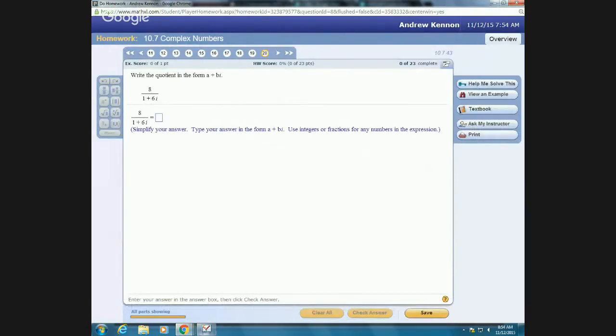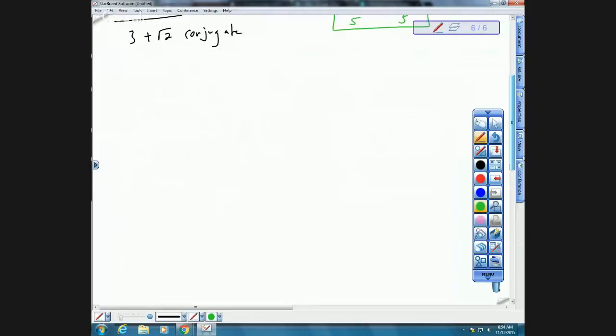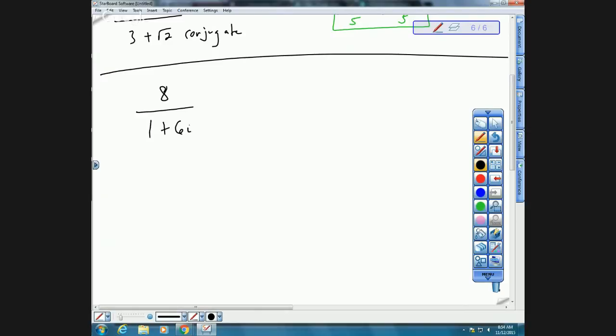We'll go ahead and do this one too. 8 over 1 plus 6I. All right, so again, to get rid of the radical on the bottom, I have to multiply by the conjugate. What's the conjugate of this one? 1 minus 6I. So on the top, we distribute the 8. I get 8 minus 48I.